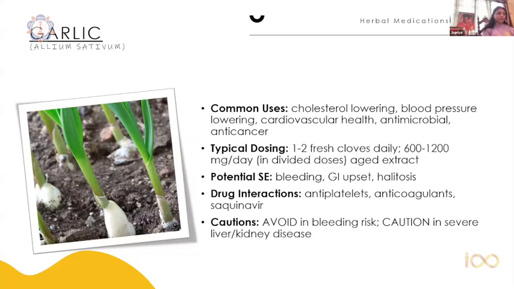So aspirin, NSAIDs, your anticoagulants, warfarin, Eliquis, Xarelto, they can all cause increased bleeding when taken all together. And then also some antiretroviral medications like saquinavir can also be problematic. So avoid this medication if you're already at high risk of bleeding, and be cautious of using it in severe liver and kidney disease.